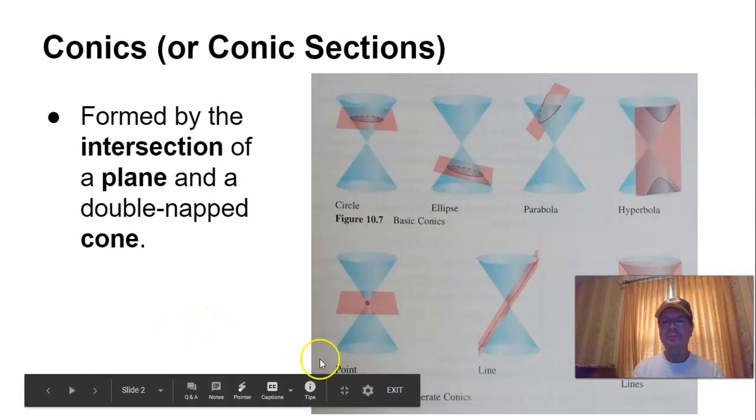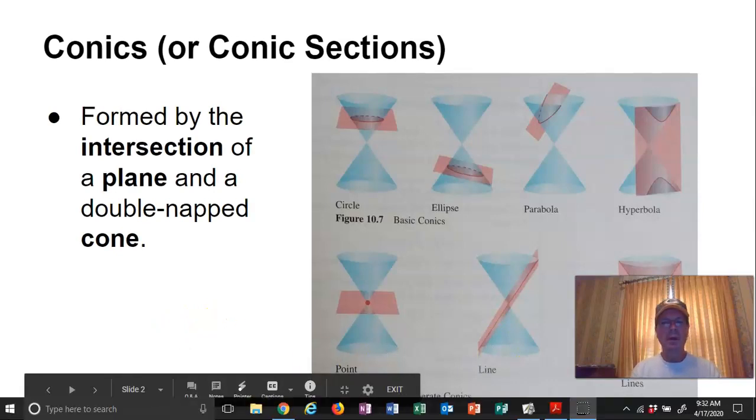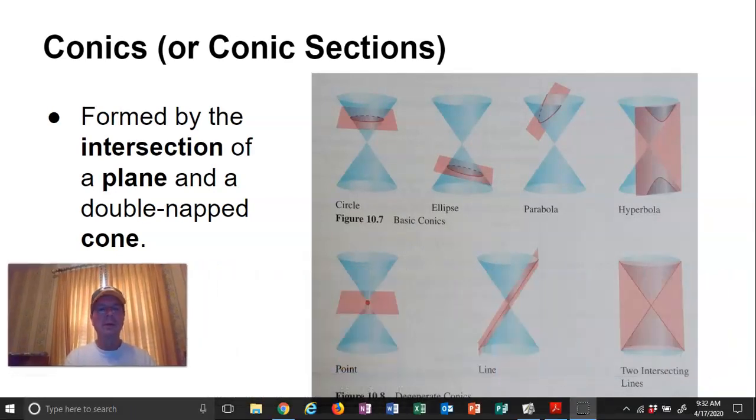First thing, and I'm going to move me out of the way here. There we go. Is this idea of conics or conic sections. What do we mean by that? Well, this is from your book, but I tried to make a picture here. And notice the cone. I've got a cone and then another cone right below it, and they touch right in the middle. It's called a double-napped cone.